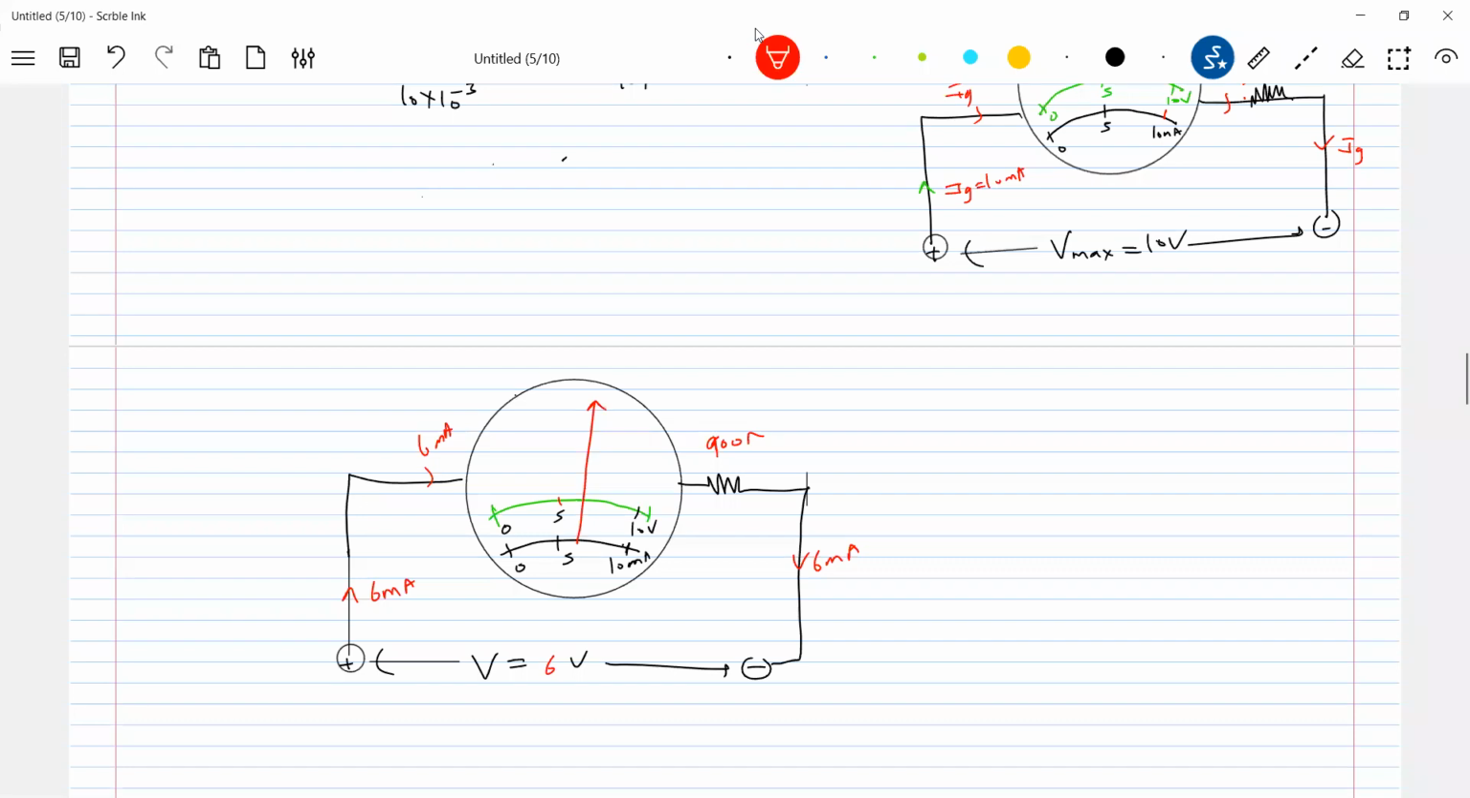Now, which scale should I look at here? The voltmeter scale. Naturally, the voltmeter scale is what I should look at. So what is this green color one? It is the voltmeter scale.